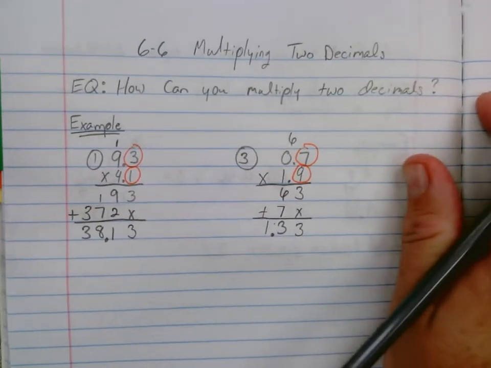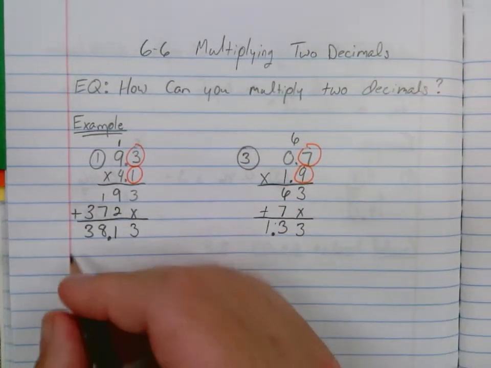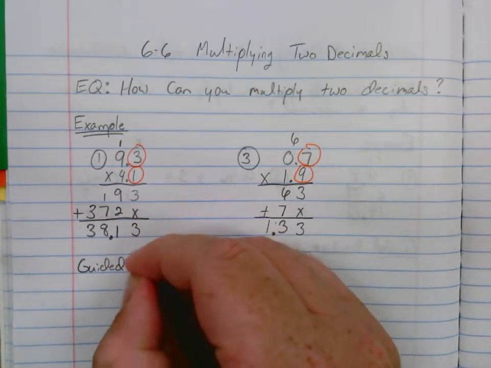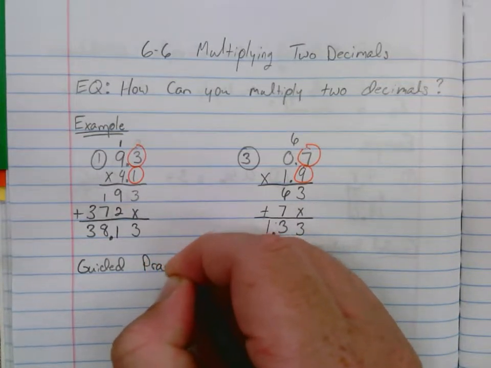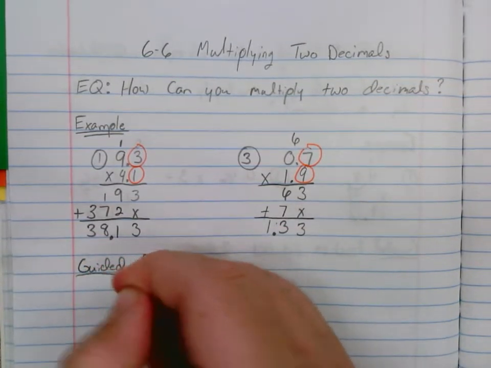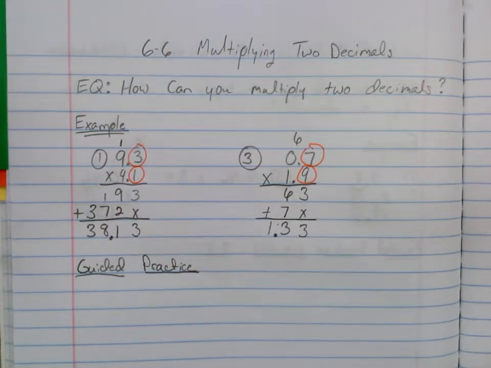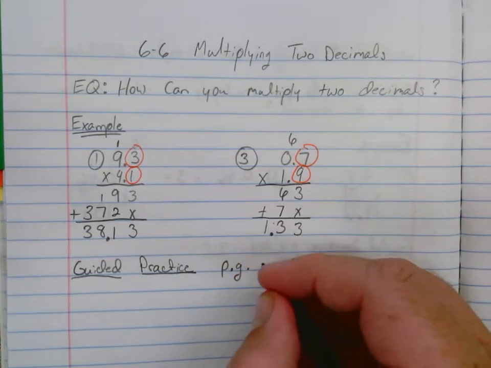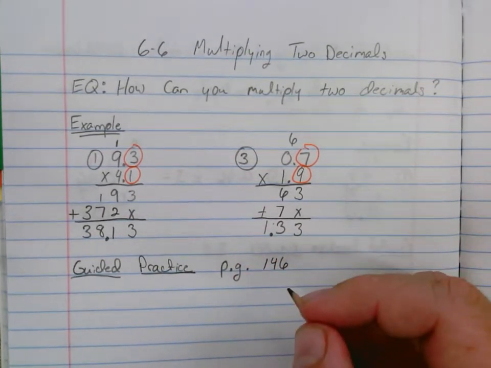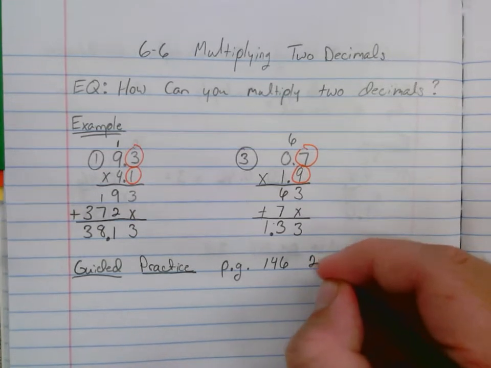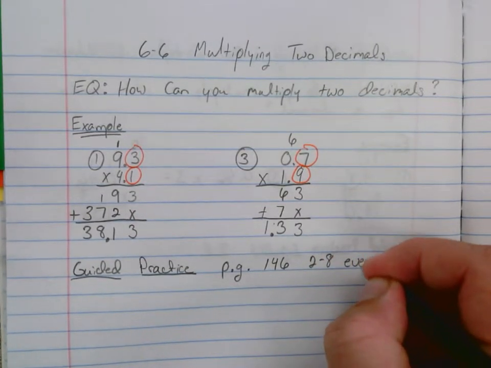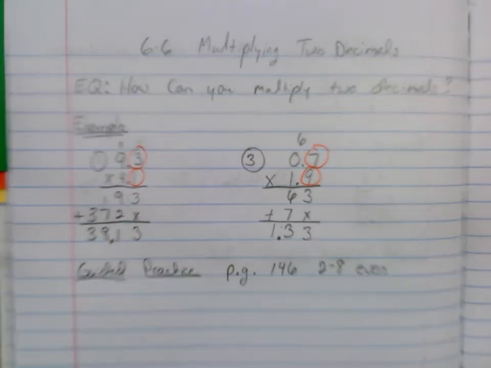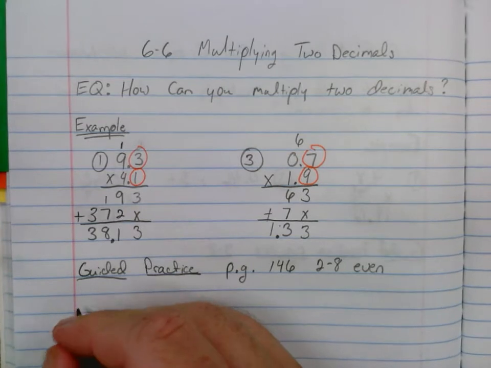So what I need you guys to do is go to guided practice. I need you guys to go to page 146, and then do numbers 2 through 8 even. Now remember, when you get done with that, you're going to have Miss Russell or me check it, and then you're going to do independent practice.